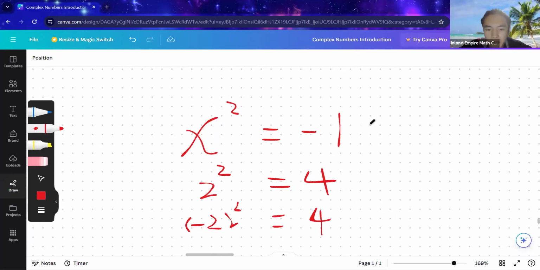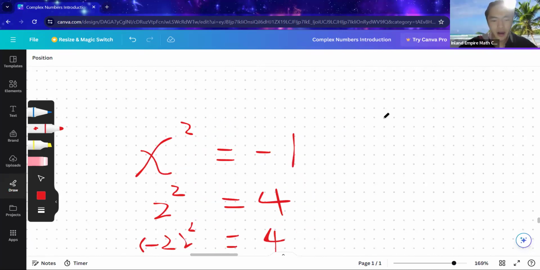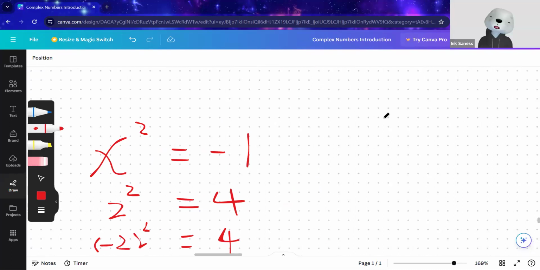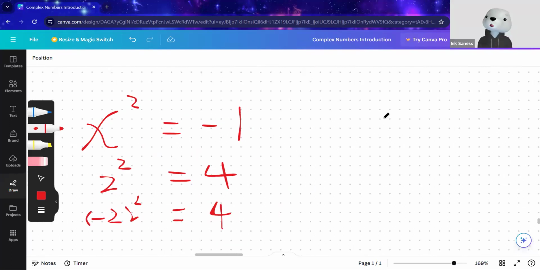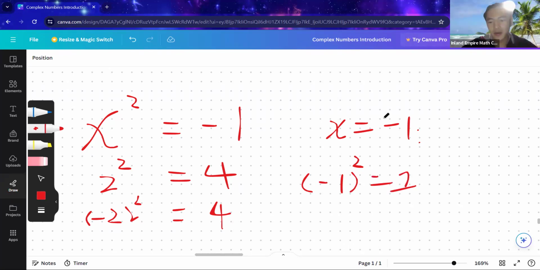Wait, I think I just found a solution to x to the power of 2 equals -1. Really? Go ahead, share with us. Isn't it -1? We can try it. Wait, actually no, never mind. That doesn't make sense. If you make x -1, that would just give you +1. Yeah.